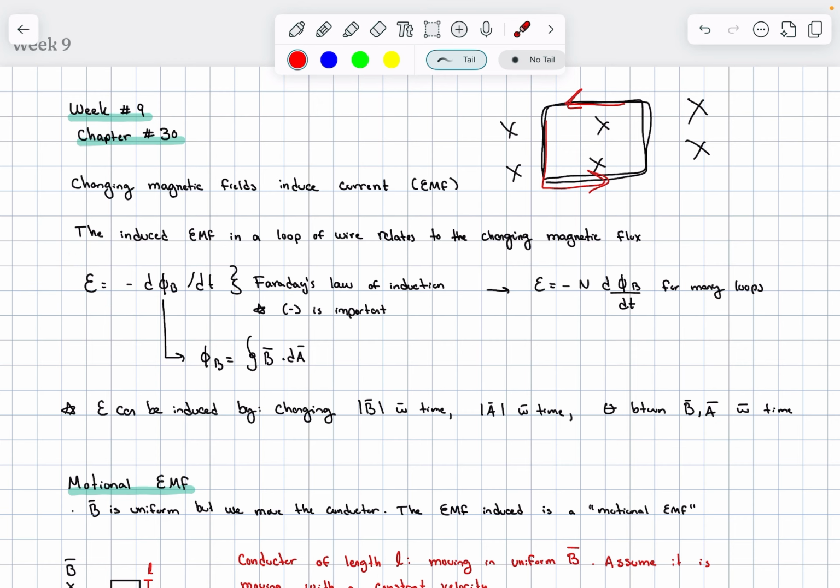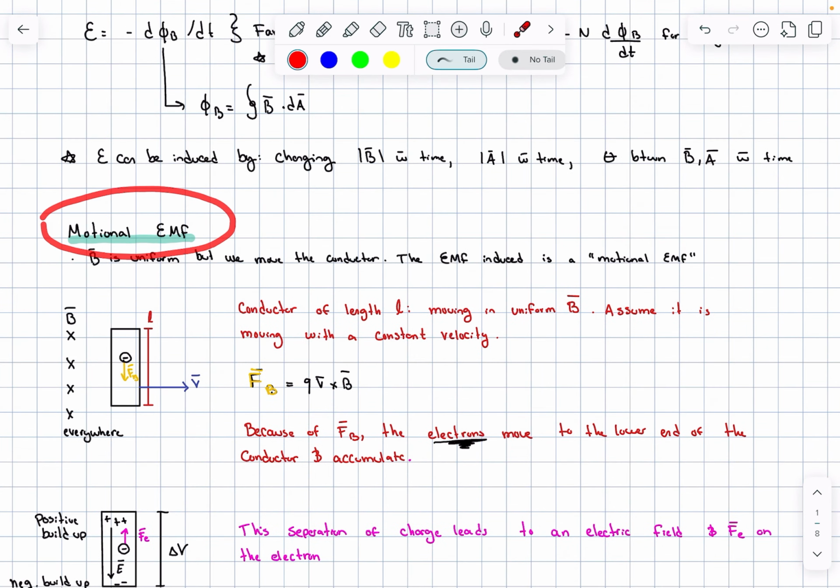We're going to talk about something a little bit different now. It's called motional EMF. Here, we're going to keep B, the magnetic field, uniform. This is B. It's going into the page. I didn't draw it everywhere, but just think of it as going into the page uniformly at every point in space here. What we see is that by moving a conductor within this magnetic field, that in and of itself induces an EMF inside the conductor. The EMF that's induced is called motional EMF because it's due to the motion of the conductor inside of the magnetic field.